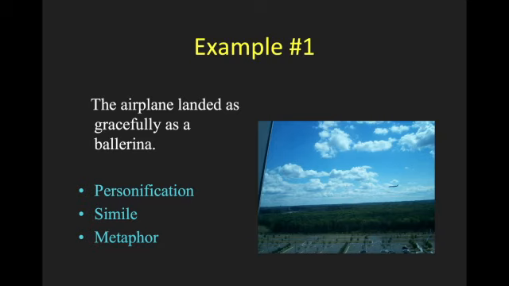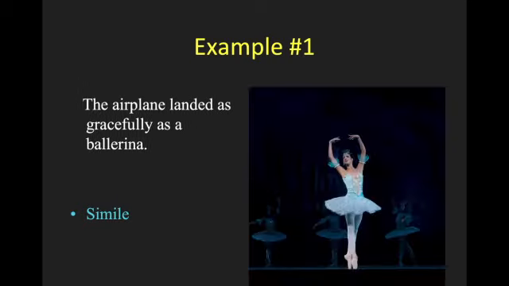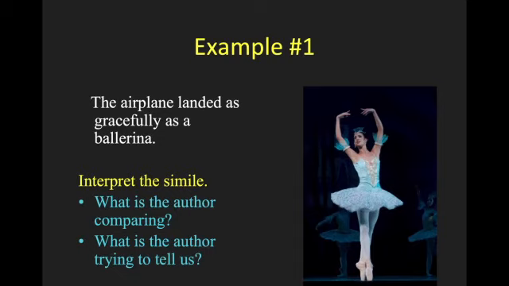Well, I do see the word like or as in here, so I'm wondering if perhaps there are two objects being compared. Perhaps an airplane landing as gracefully as a ballerina, an airplane and a ballerina. Yup, it's a simile. So then let's see if we can interpret what is the author comparing and what is the author trying to tell us. So if the airplane is landing as gracefully as a ballerina, that's how I want all of the airplanes I'm in to land. It landed perfectly. There is not any bumps, there's not any turns, there is no stress. The author is trying to tell us that the airplane is moving smoothly as it stops.